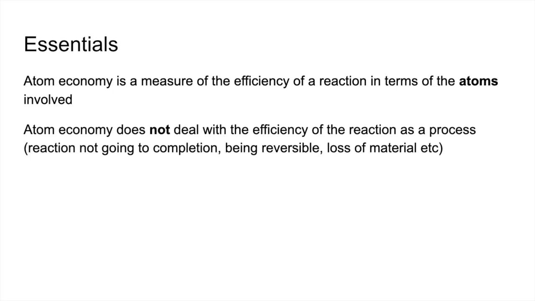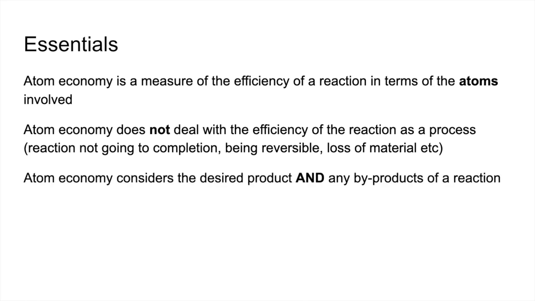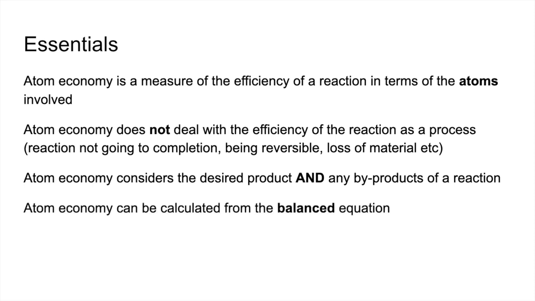So in other words, it doesn't consider the reaction not going to completion, the reaction maybe being reversible, and possibly loss of material through the process. Atom economy considers the desired product and any byproduct of a reaction. And atom economy can be calculated from the balanced equation.